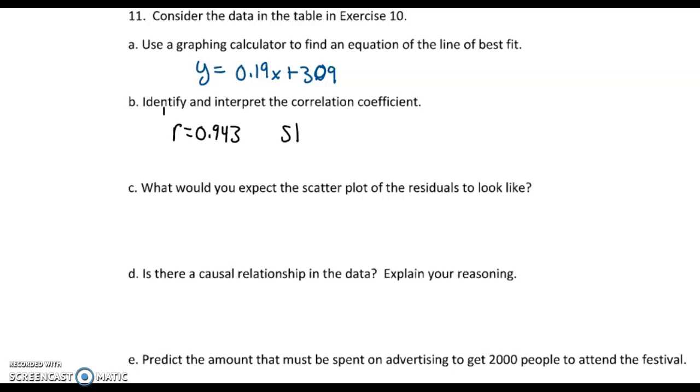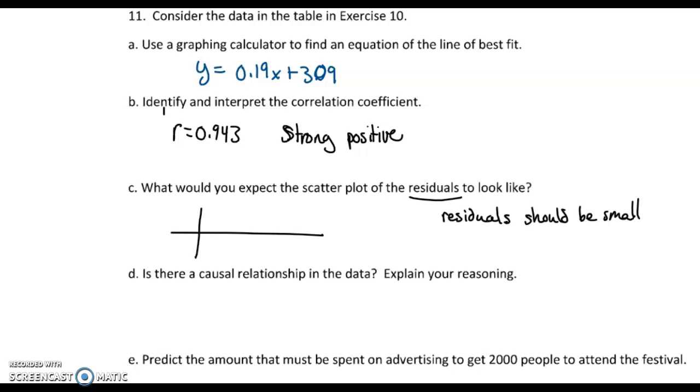All right, and that is pretty strong. Anything in the nines I'd say is pretty strong, and it is positive. So since it is pretty strong, the residuals, which mean how far away the points are from the line of best fit, should be very small, okay? Residuals should be small because it's a strong correlation. So that means the points are closer to the line than they are far away from it. Which means that when you graph the residuals, you should come up with points that are pretty darn close to the x-axis.